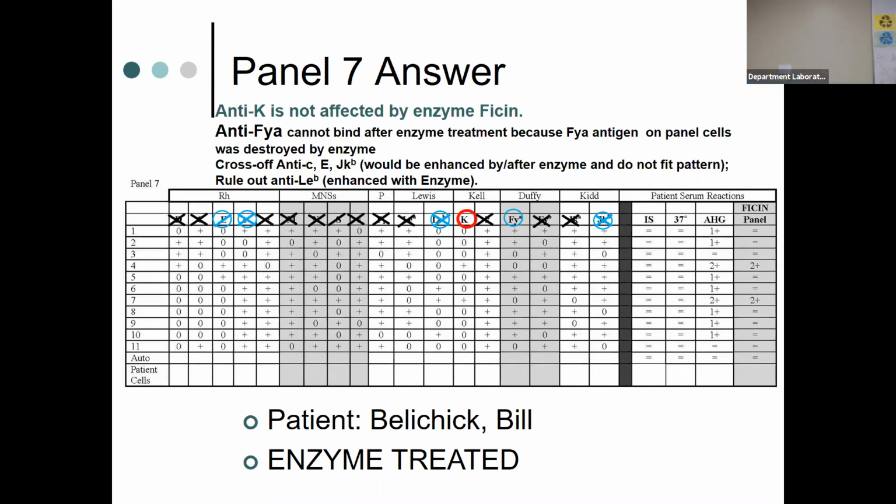E is only half crossed off, but why would we not suspect him? It would have been enhanced after ficin treatment, the same with little c, right? All of your Duffy A reactions went away. You look at your pattern of reactivity, cells number 4 and 7 are both positive after ficin treatment, which matches Kel perfectly.